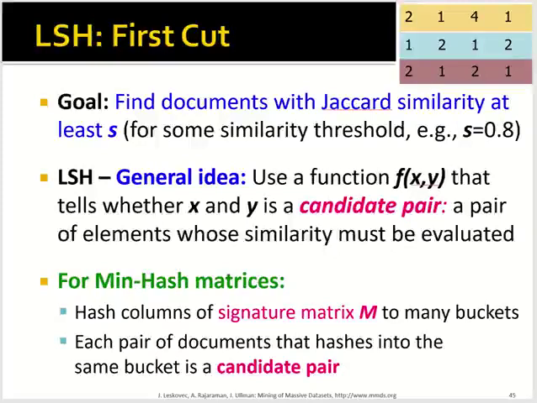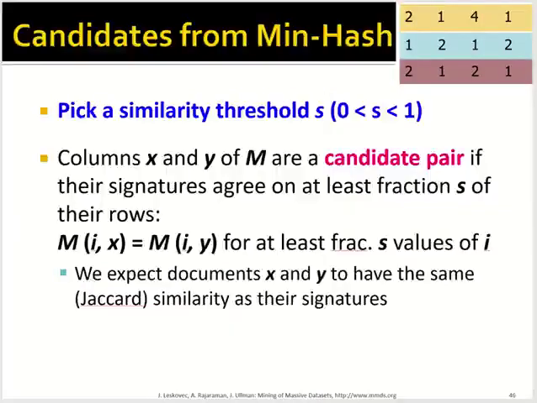a candidate pair. So the general approach to LSH is to hash items several times in such a way that similar items are more likely to be hashed to the same bucket than dissimilar items are. We then consider any pair that hashed to the same bucket for any of the hashings to be a candidate pair.